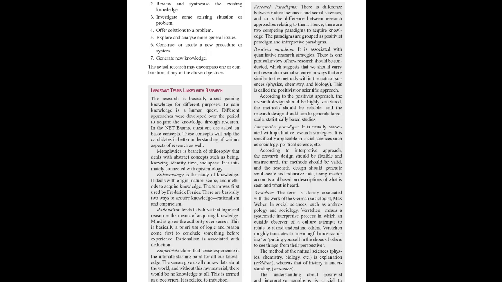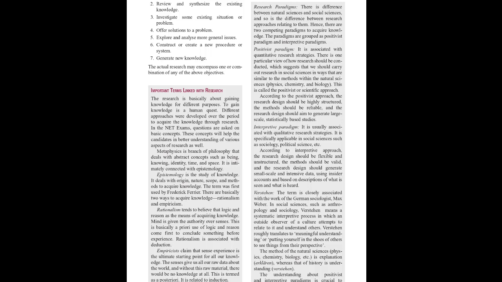According to the positivist approach, the research design should be highly structured and reliable, and should aim to generate large-scale, statistically based studies. Interpretive paradigm. It is usually associated with qualitative research strategies. It is specifically applicable in social sciences such as sociology, political science, etc. According to the interpretive approach, the research design should be flexible and unstructured.